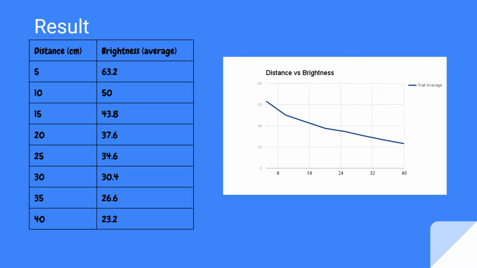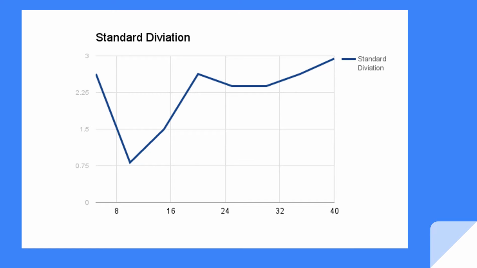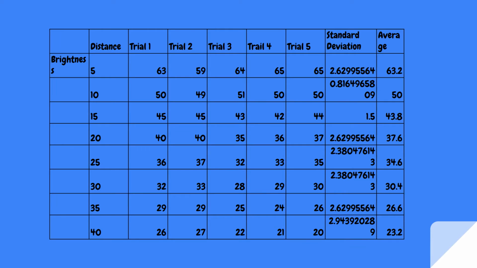In this graph, we can see this is an exponential decay, which means the distance and the brightness have an inverse proportion. We use the average to make this graph. The graph of standard deviation shows how accurate our experiment is. We can see that there are still many data that are not accurate in our experiment. This is the chart for standard deviation.